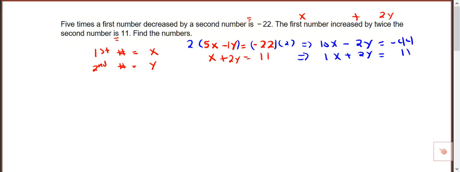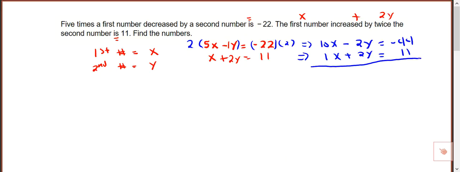Now, I could have just as easily eliminated the x variable. I have 5x in my first equation, so if I see that 1x in the second equation, I could have multiplied by negative 5, and that would have allowed me to eliminate my x variable. So you just want to choose one of the variables to eliminate and use multiplication to make them have the same coefficient with opposite signs.